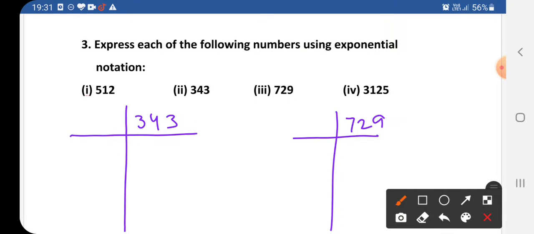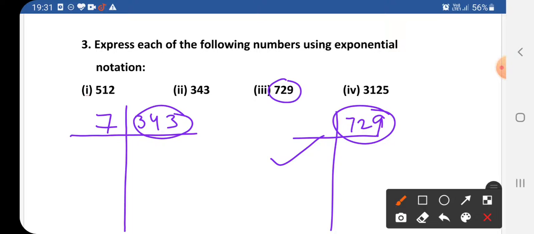Then, is it divisible by 7? Yes. Let's divide it by 7 and then you will get the answer easily. Here, 729. By which number is it divisible? Not by 2, not by 3, not by 5, not by 7, not by 11. Just keep on checking with prime numbers.